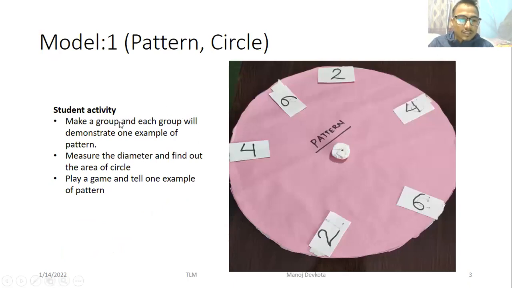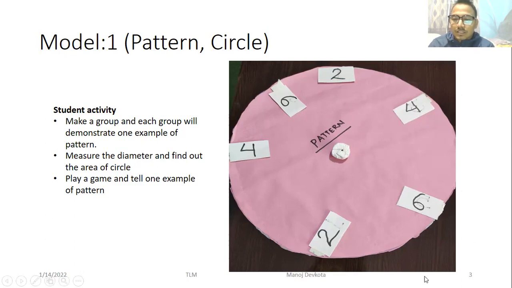This is the image of pattern. For the student activity, make groups, and each group will demonstrate one example of pattern. I will bring different squares, triangles, rectangles, and also make a pattern using such objects. They can also use the cube of a number or square of a number to make a pattern, and also create a song. And measure the diameter and find the area of a circle. This one looks like a circle, so if this is considered the center, then if we know the radius, we can calculate the area and the circumference.